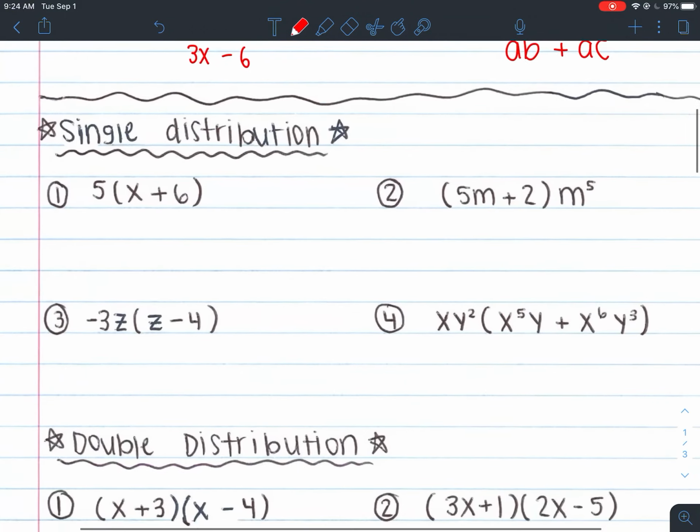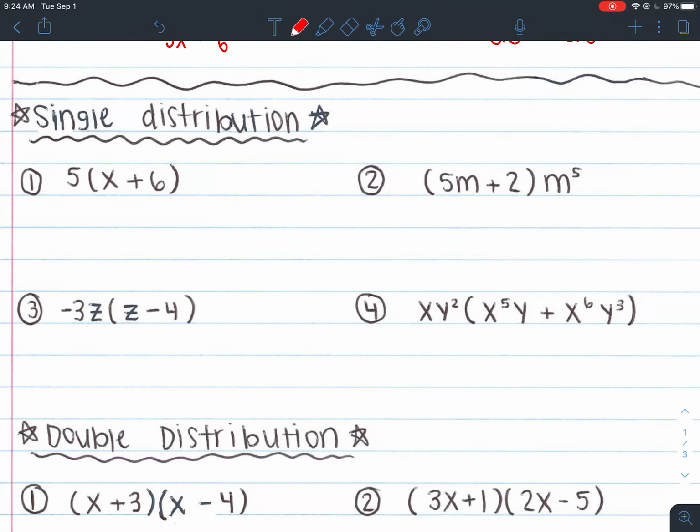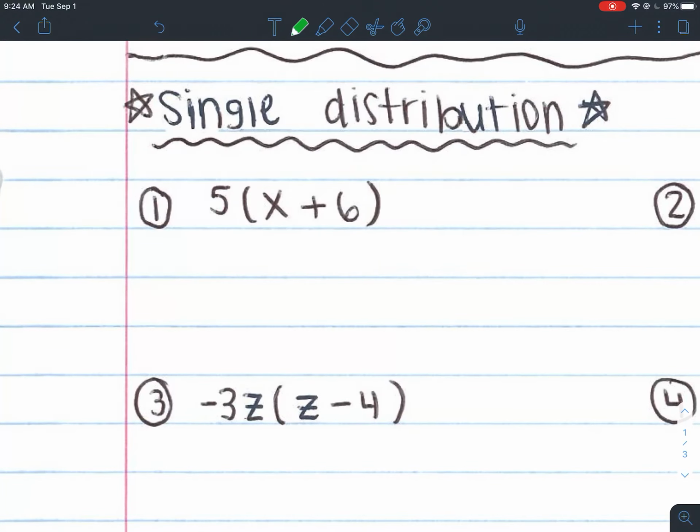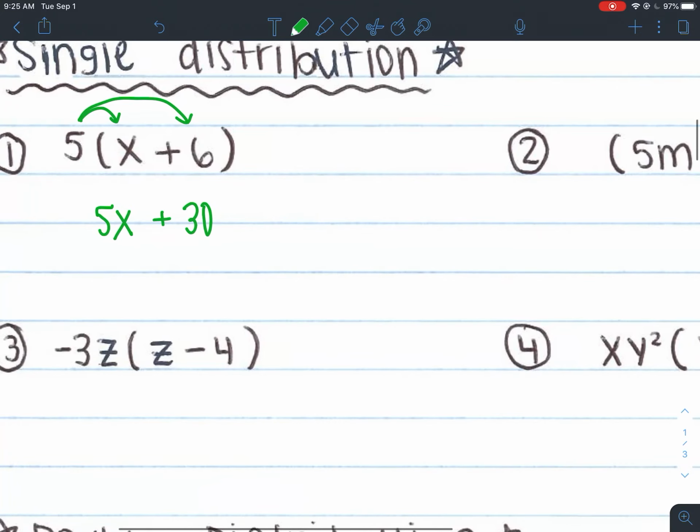So, single distribution. This is when we have a single term on the outside of the parentheses and we want to distribute it in. So this is what we are used to doing. Okay. So let's go ahead and start. We have 5 on the outside of the parentheses, so we have 5 times x, which is going to be 5x. And then 5 times 6 is going to be positive 30. Remember, you are multiplying here, so make sure you're not adding on accident. Okay. So we're going to move on. And again, you can't combine those. They're not like terms, so this would be your final answer.